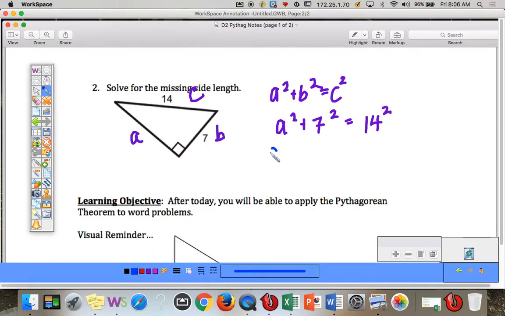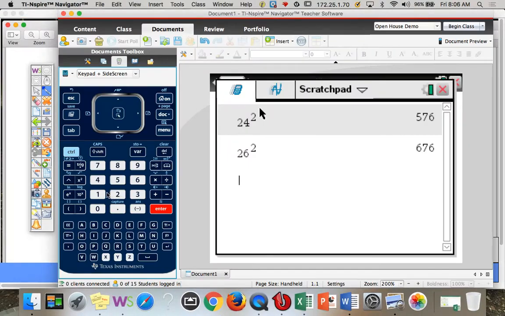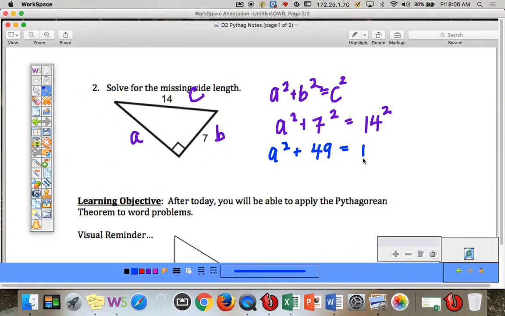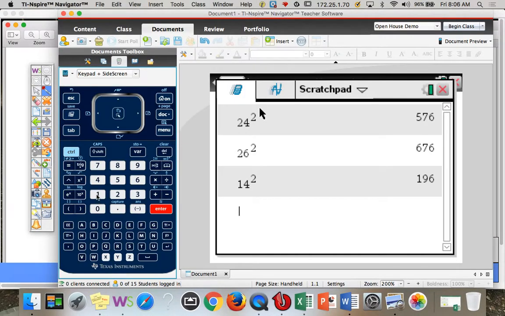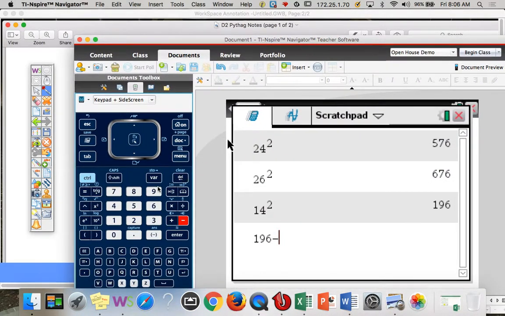All right, so we're solving for the leg. Let's simplify. 7 squared is 49. 14 squared, let's do that. 14 squared is 196. We're getting a squared by itself, so let's subtract 49 from each side. So we have a squared equals 196 minus 49, 147.